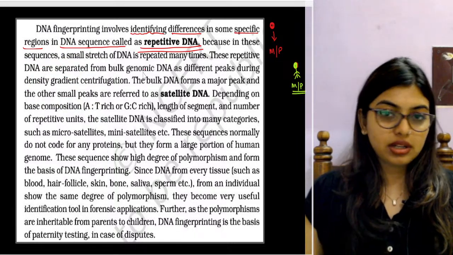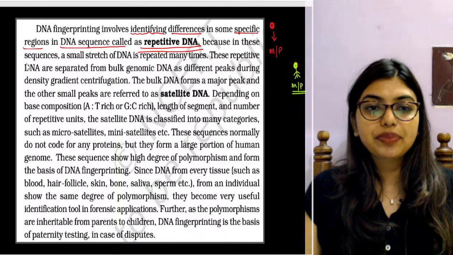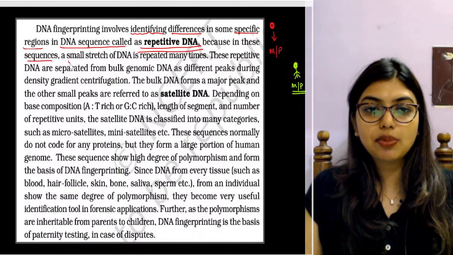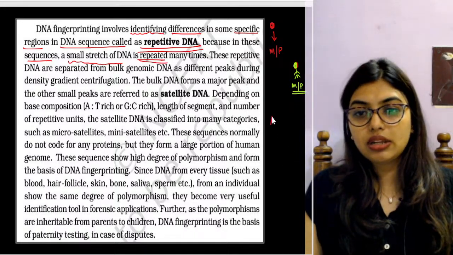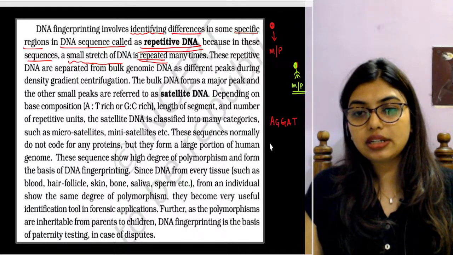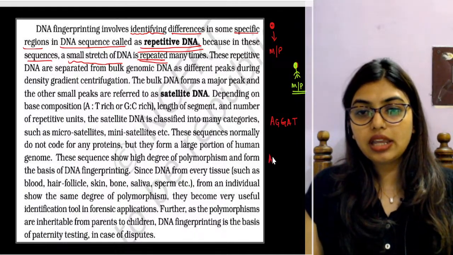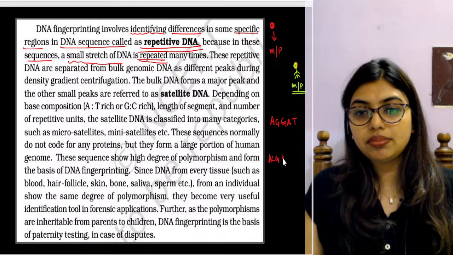So look here, because in these sequences, a small stretch of DNA is repeated many times. That's what I told you. Now, let's say AGGAT is repeated many times, like ACGG.